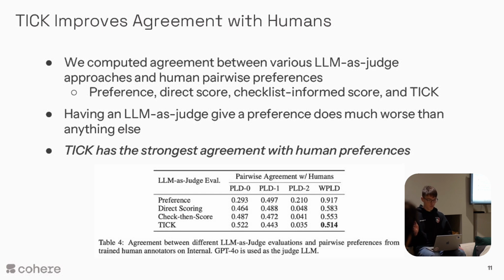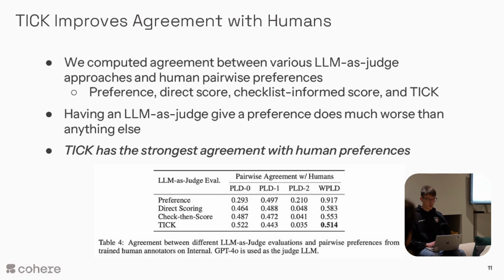And then the main result for this protocol, before we go on to what that then means for capabilities, is that it improves agreement with humans relative to what people typically do with an LLM as judge. So this WPLD, I won't go into too much detail about the metric itself, but it's basically just a classification metric where we have three different labels, win, loss, or tie. And it ranges from 0 to 2, with lower being better.